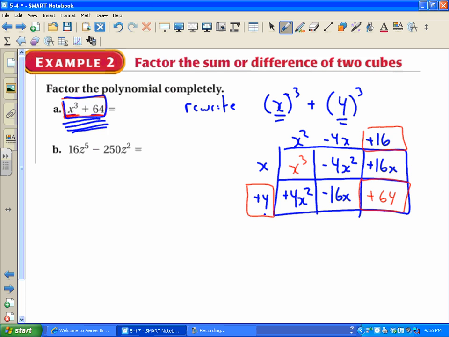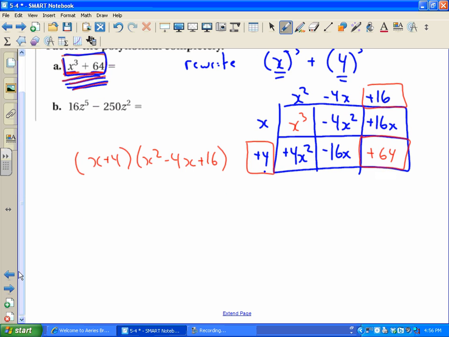My factors are what's going to be on the outside. I know the inside is what I started with. That was x cubed plus 64. So my factor here will be written as x plus 4 times x squared minus 4x plus 16. Now, we talked about factoring completely. You can try and factor that. It will not be factorable. Once you factor the sum and difference of cubes, that next expression will not be factorable.